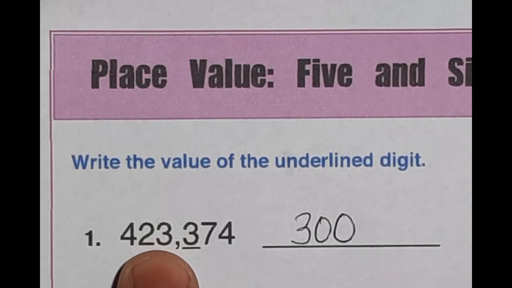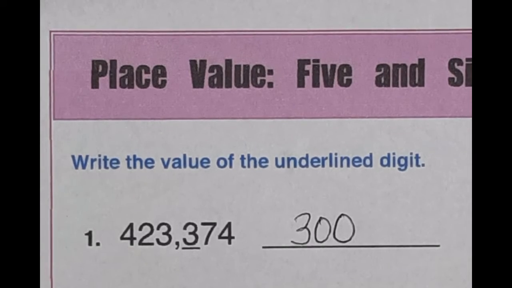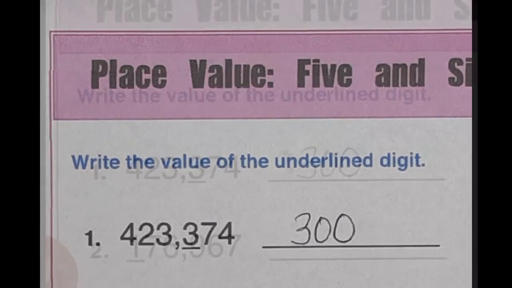And then this 3 would be in the thousands place. This 2 would be in the 10,000s place. And this 4 would be in the 100,000s place. All right, so does everyone understand? Let's go to problem number 2.